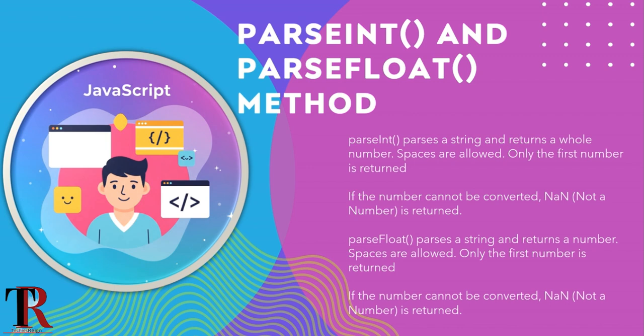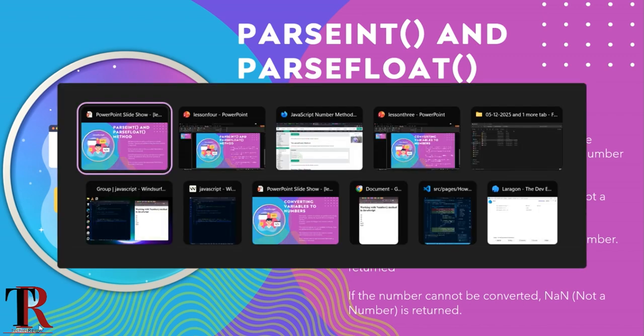Now, the parseFloat method parses a string and returns a number. Spaces are allowed. Only the first number is returned. If the number cannot be converted, NaN, not a number, is returned. You will realize that there are similarities between parseInt and parseFloat: both of them return only the first number, and when the number cannot be converted, they simply return NaN, not a number. So let's take a look at how they work in our code editor.